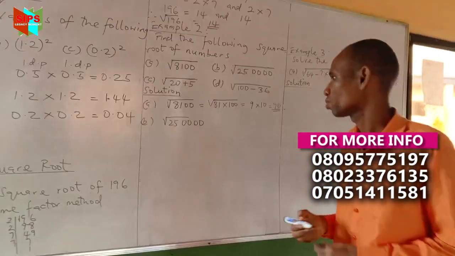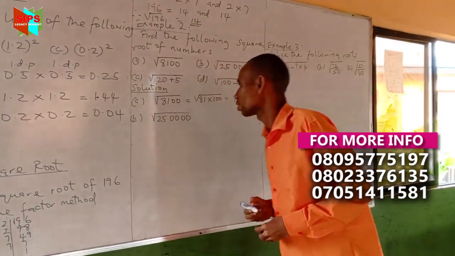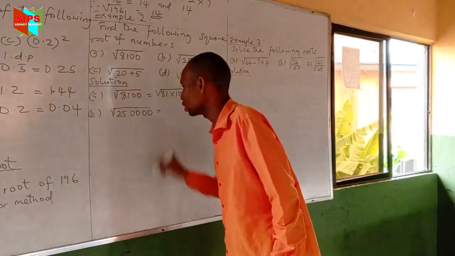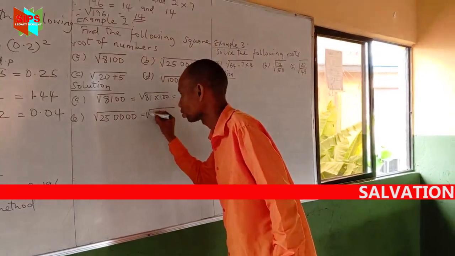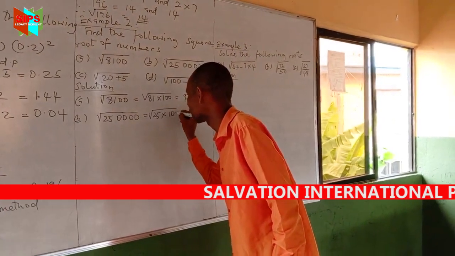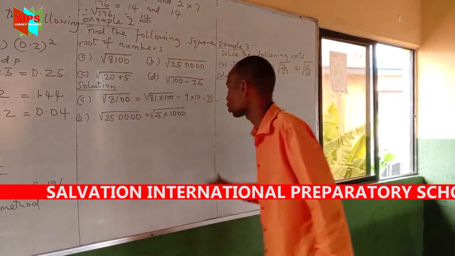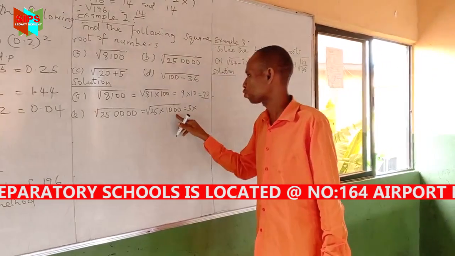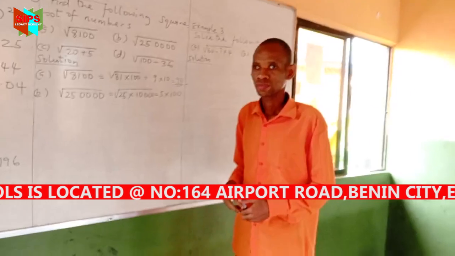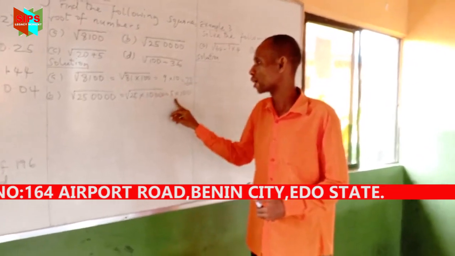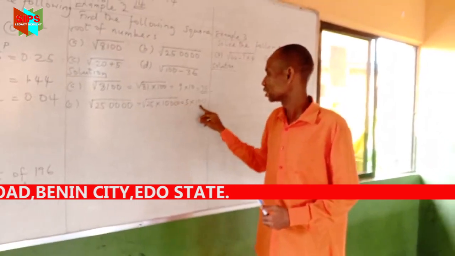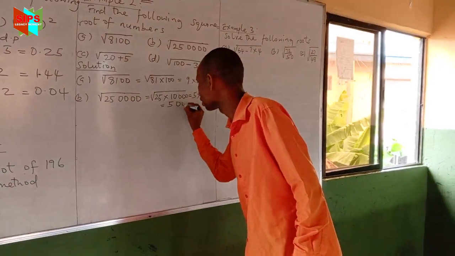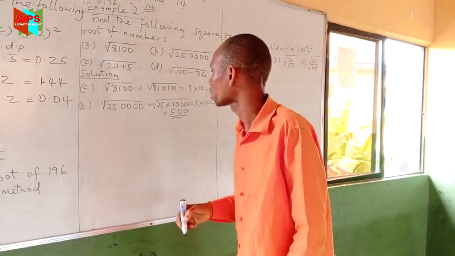That is 250,000. Now, in this case, you break it down again. You have your 25 times 10,000. Now, square root of 25 is 5. Square root of 10,000 is 100. So 5 times 100 will give us 500. So that is the answer to B.